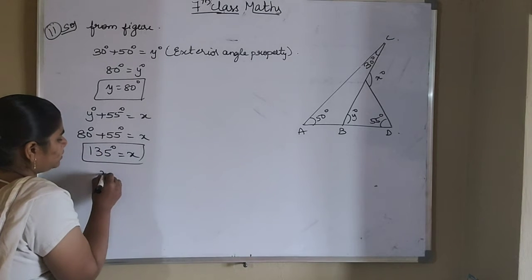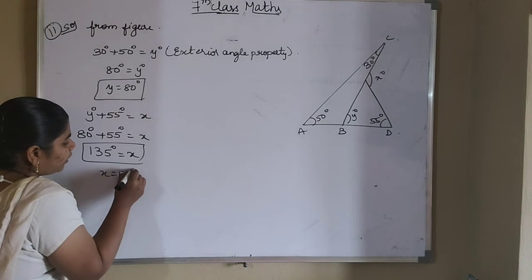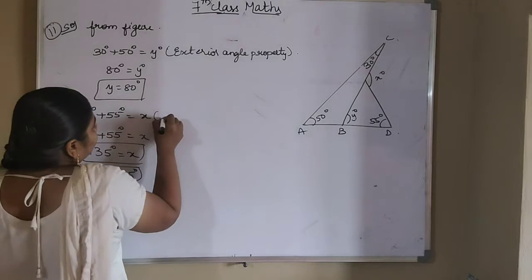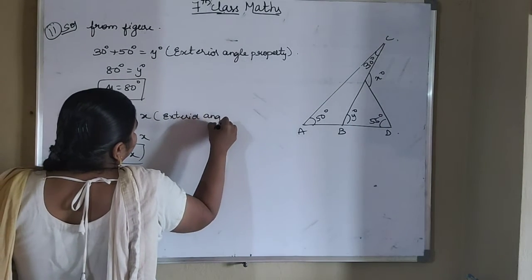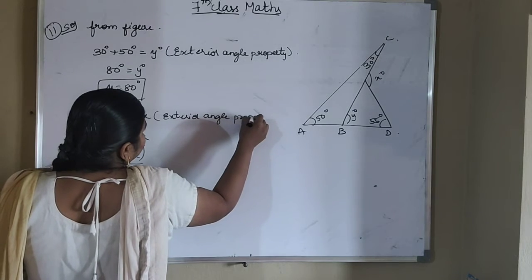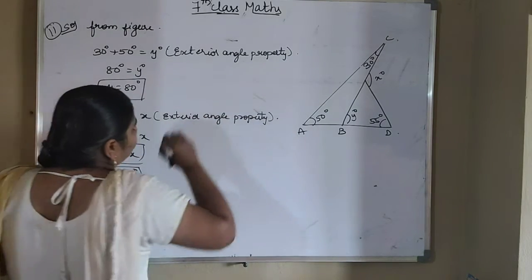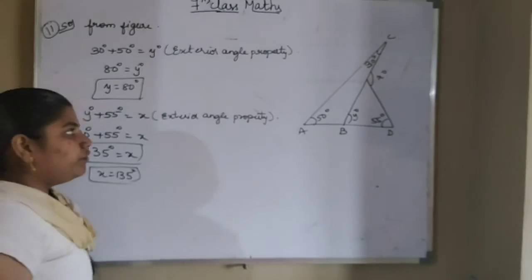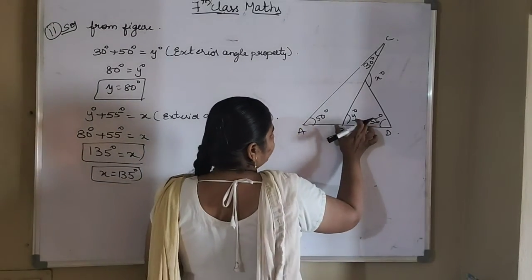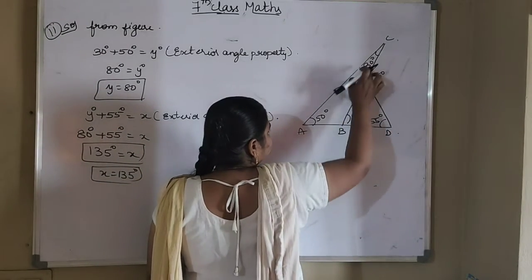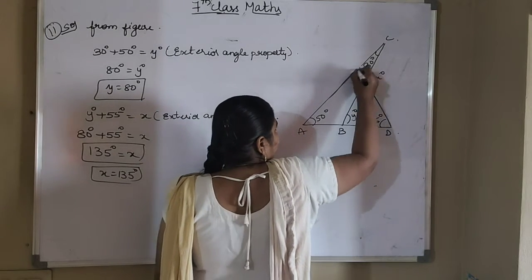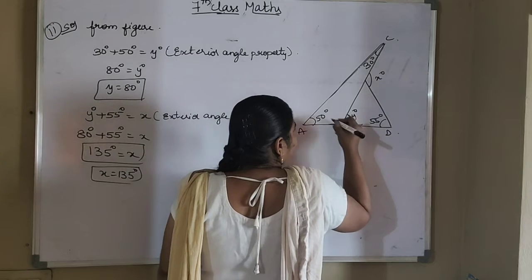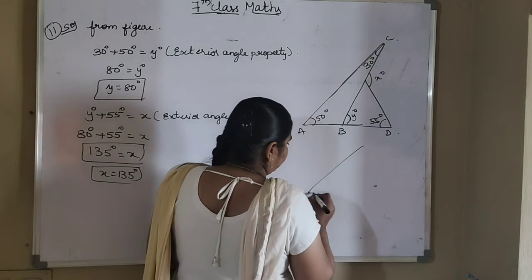So you got the x value as 135 by using which property? Again here we are using the exterior angle property. So first we found this y value. The sum of two interior angles is equal to the exterior angle y. For this triangle, this is the outer part. You can see it in this way.